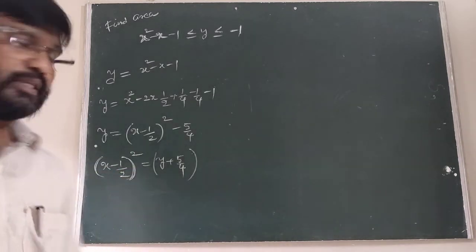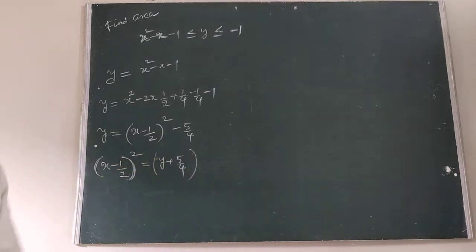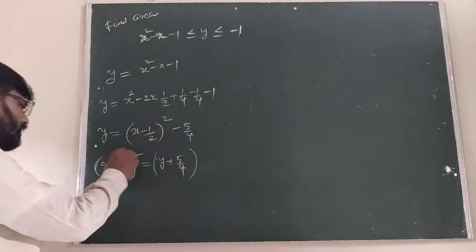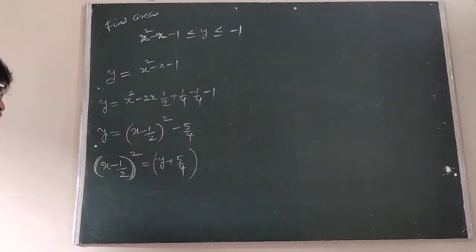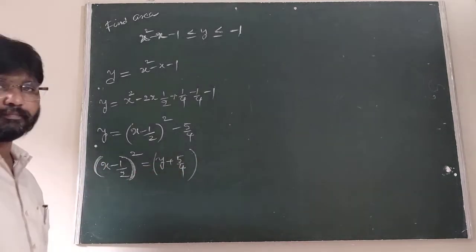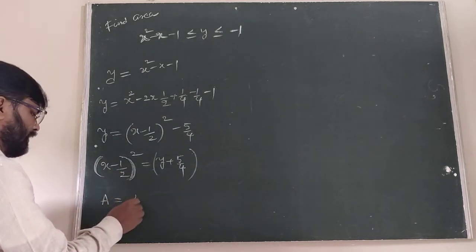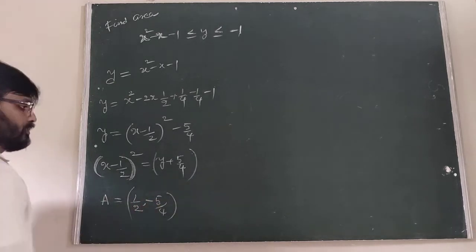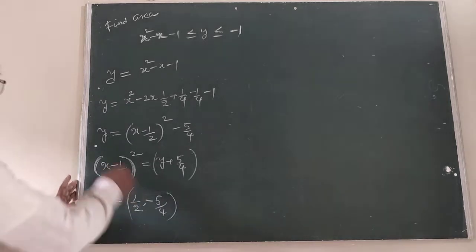This is compared with (x minus h) whole square equals 4a into (y minus k). Students, this is the parabola topic. You have to compare with (x minus h) whole square equals 4a into (y minus k). Therefore, students, here the vertex is (1/2, minus 5/4).